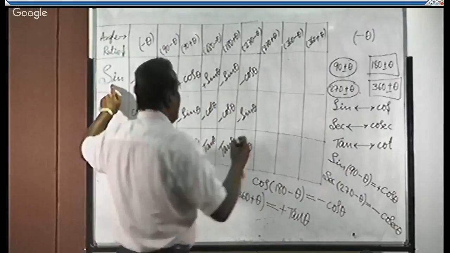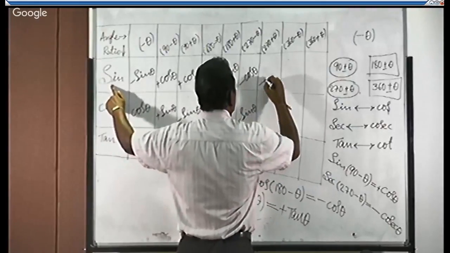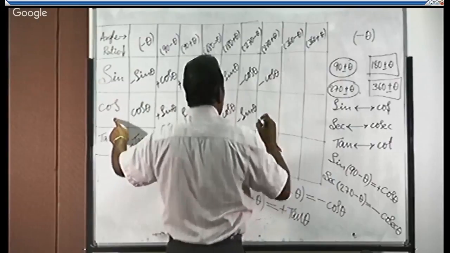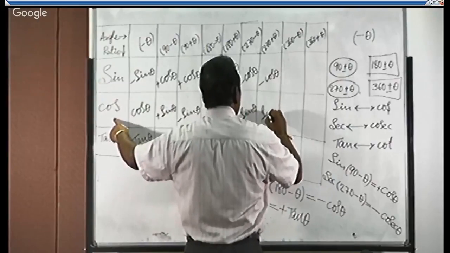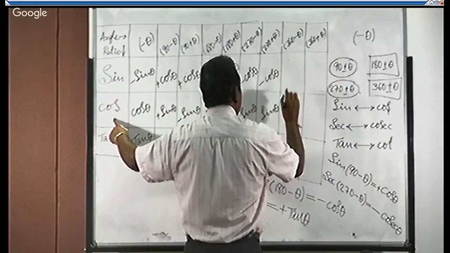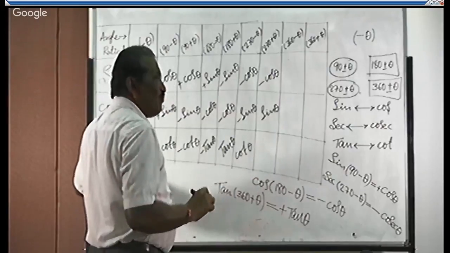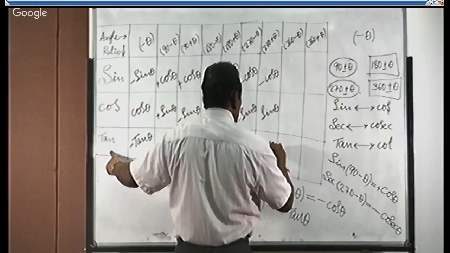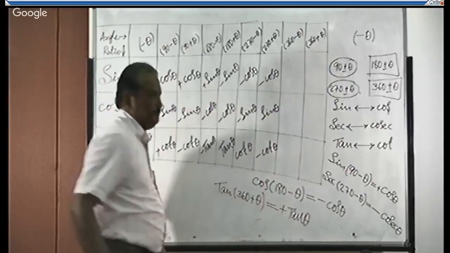Therefore, sin of 270 plus theta is minus cos theta. Cos of 270 plus theta is plus sin theta. And tan of 270 plus theta is minus cot theta.